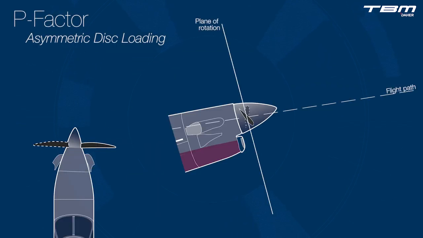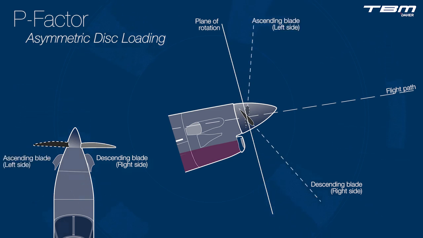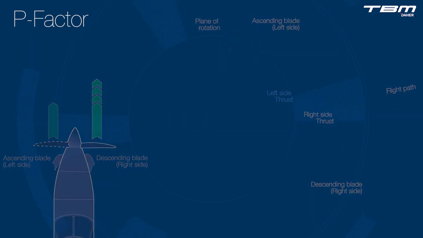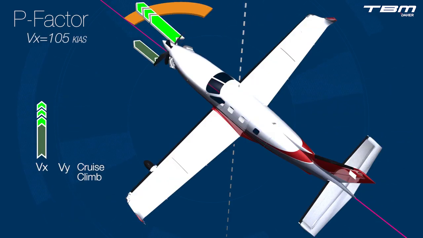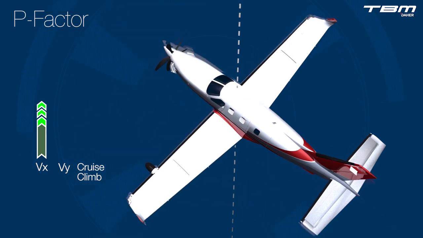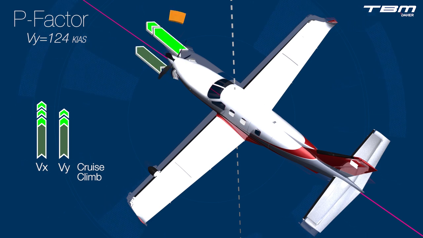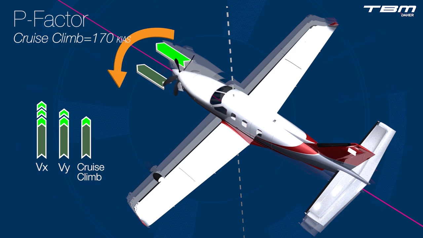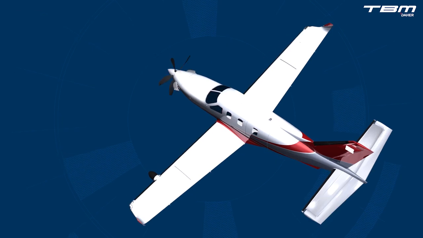P factor, also known as asymmetric disk loading, is a left turning tendency resulting from the descending propeller blade's higher angle of attack, which creates more thrust than the opposite, ascending propeller blade when the TBM is at high pitch attitudes. The left turning tendency is strongest at low airspeeds, such as during takeoff roll after the pitch up rotation, and during steep initial climbs at low airspeeds, such as Vx and Vy. As the angle of attack is reduced, less and less rudder force is required to counteract the left turning tendency.